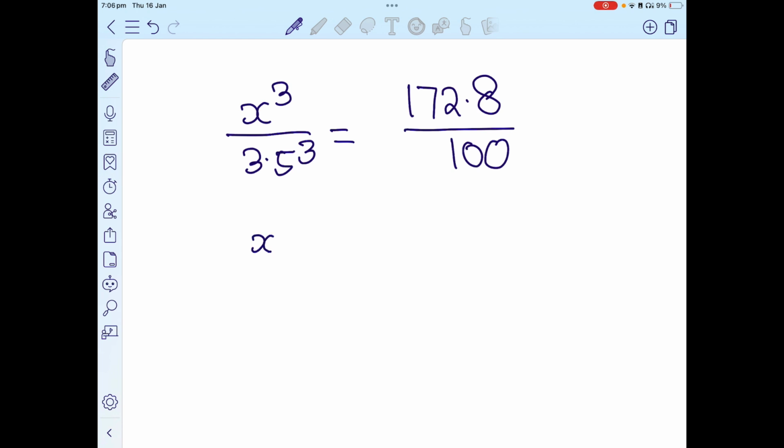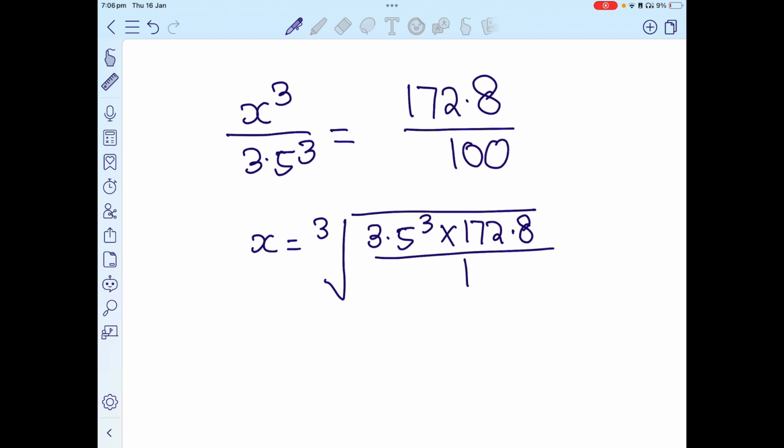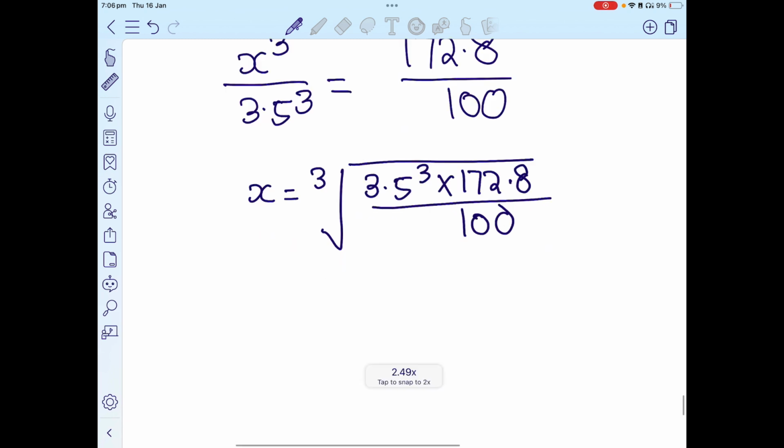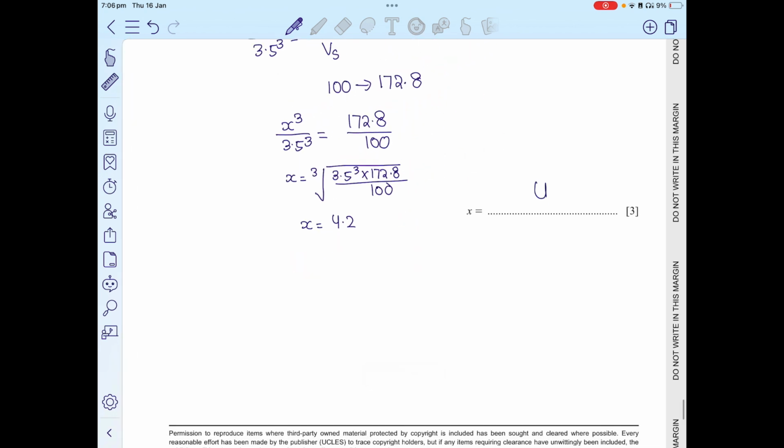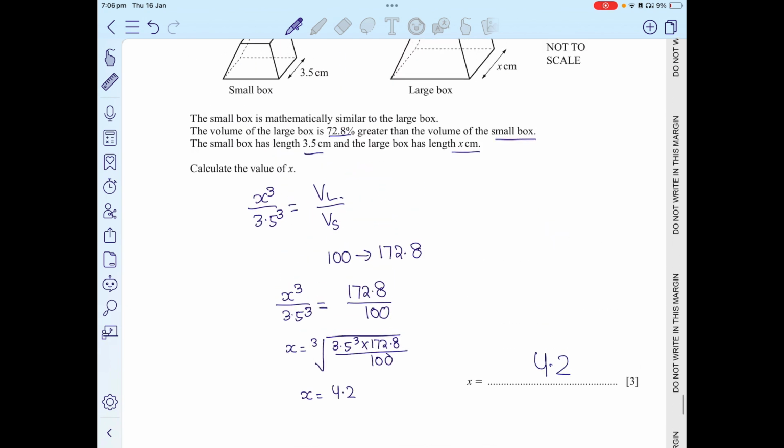So x is the cube root of 3.5 cubed into 172.8 over 100. In this case, it will be equivalent to 4.2. So x is 4.2. All right, I hope this is clear. First you find the ratios, and then if it's length to volume, the length would be cubed.